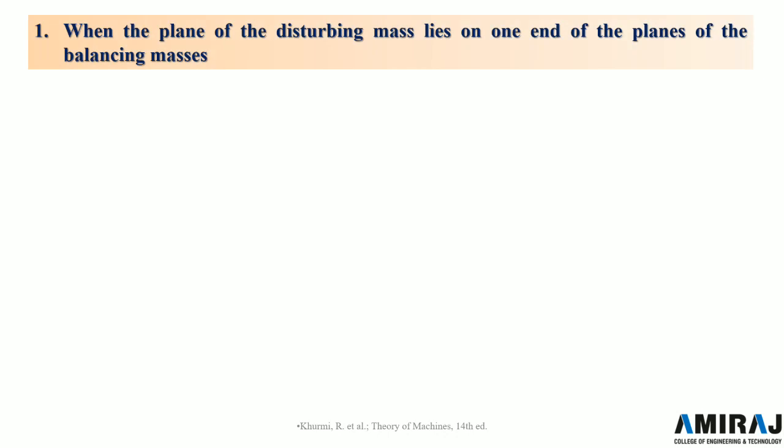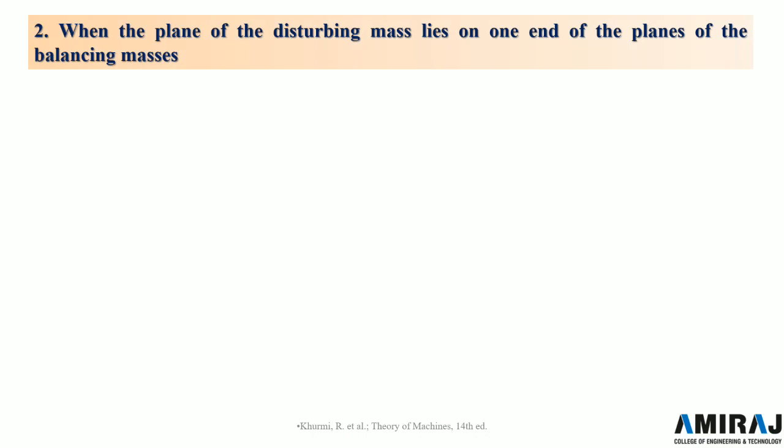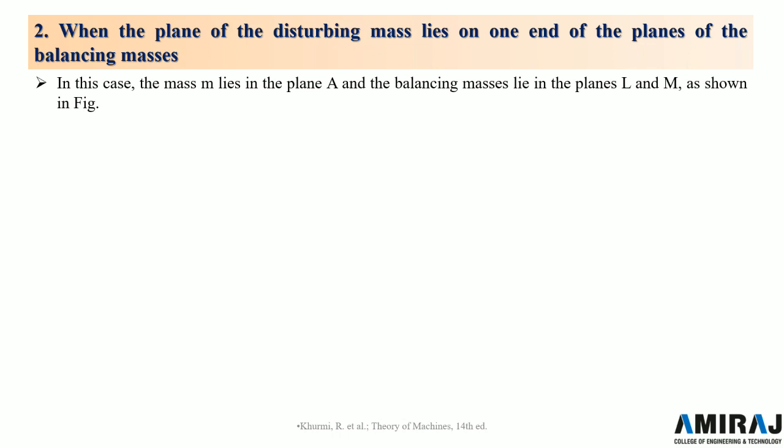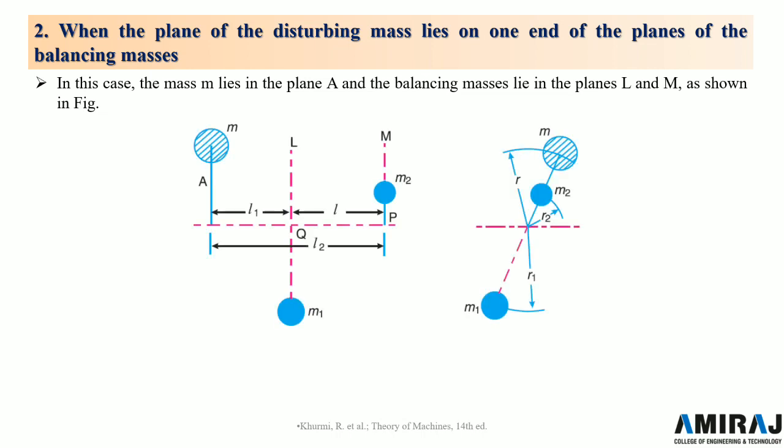Now the second one is when the plane of disturbing mass lies on the one end of the plane of balancing masses. जो भी डिस्टर्बिंग मास है वो एक एंड पे है और जो बैलेंसिंग मास है वो दूसरी साइड पे है. So in this case, suppose the mass m lies in plane A and the balancing masses lie in plane L and M. Here this is our mass m, or we can say this is our unbalanced mass, and for the unbalanced mass there are two balancing masses.